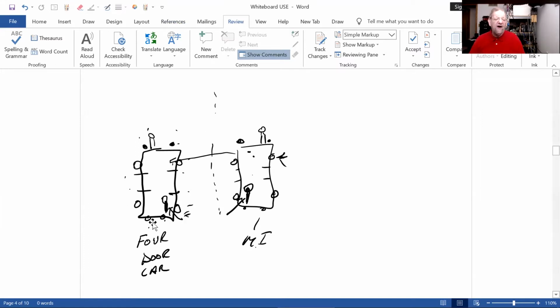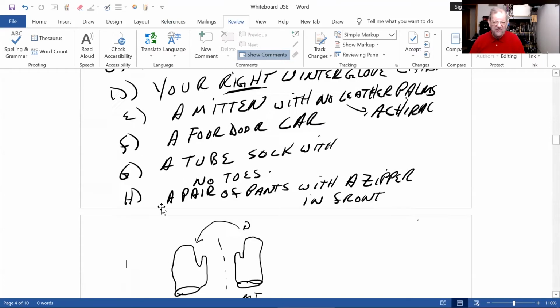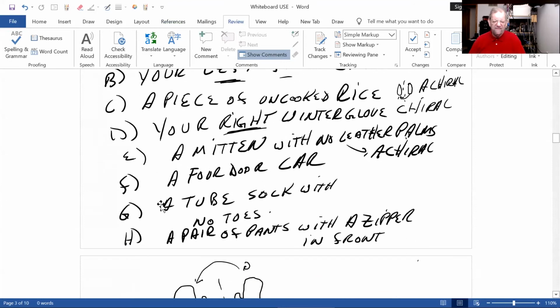So a 4-door car has a non-superimposable mirror image, and therefore it will be chiral. And if we were at the front of a car and I said, get in on the right side or the left side, you'd know what I'm talking about.